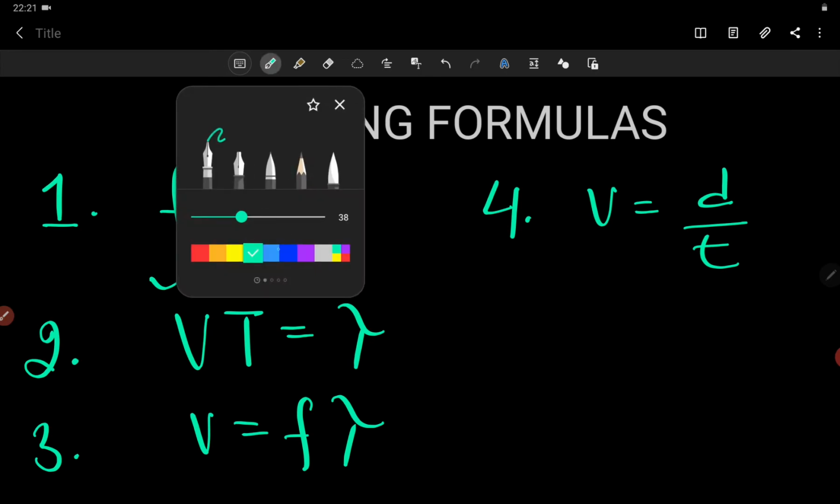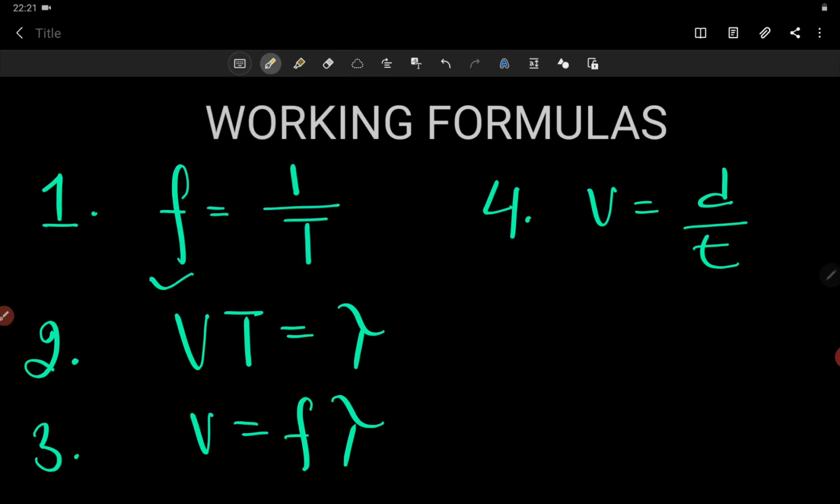Number two: V times T, that is the velocity of the wave multiplied by its time period, shall give me the wavelength of the wave. And the velocity of the wave or the speed of the wave is equal to the product of the frequency and wavelength. The last one, which is very common, is that the velocity of the wave is equal to the distance moved by the wave upon the time taken by the wave. So these are the four working formulas which we need to solve the numerical problems from exercise 8a.